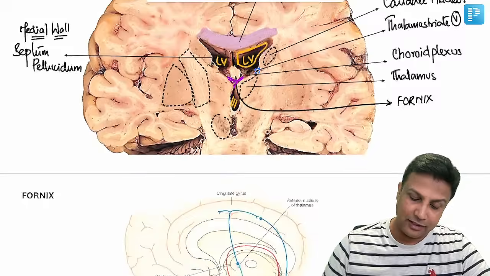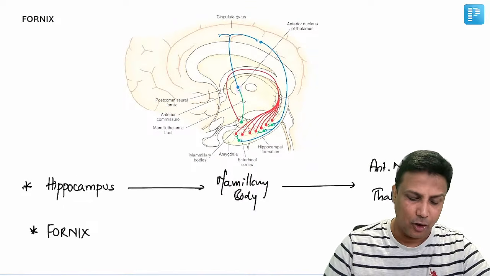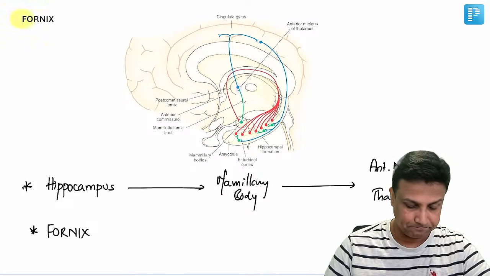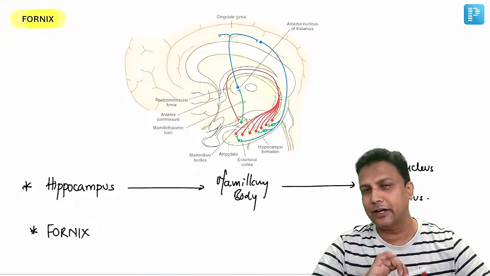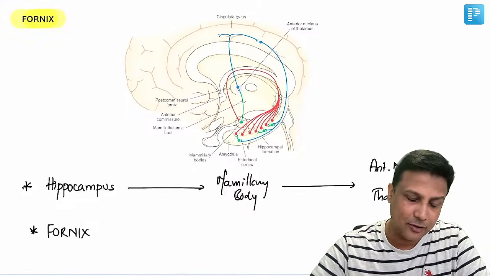Now, once you are done with this one, let us discuss the fornix in detail here, my dear friends. This is a hot favorite topic of your INI-CET examiner. Fornix is one of the hot favorite topics in INI-CET, and you can always expect a question from here. Please look at the screen here.